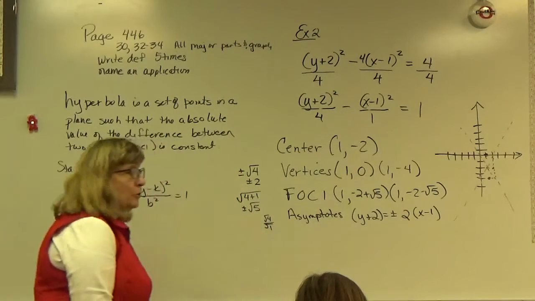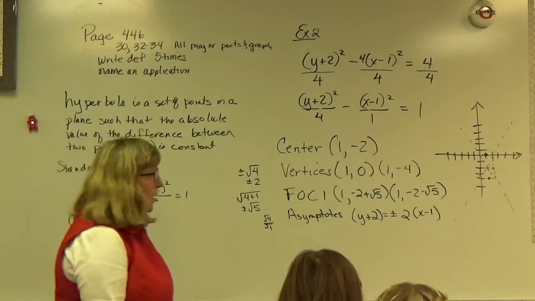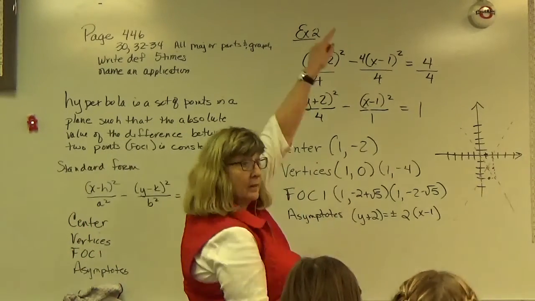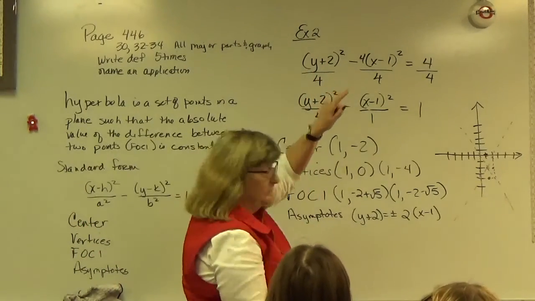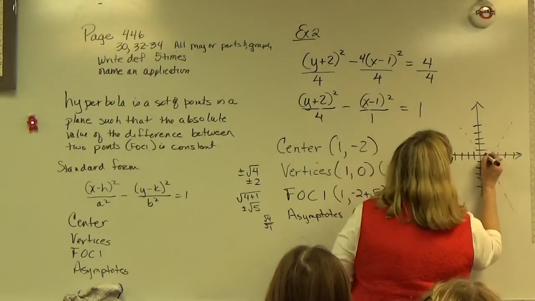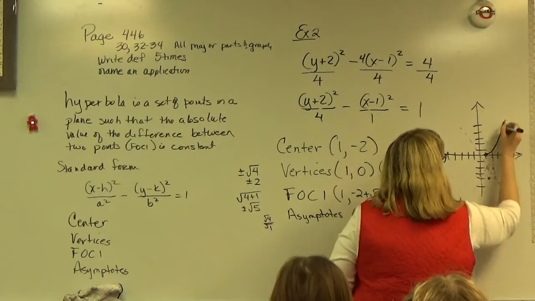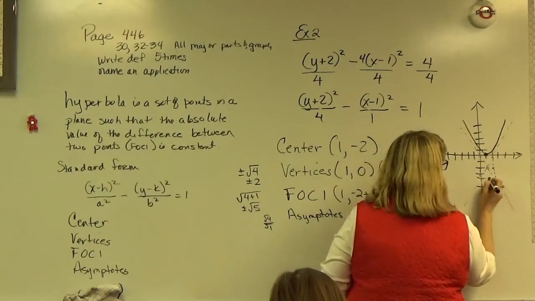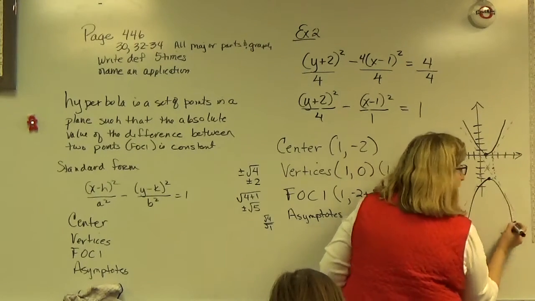Now, which variable came first? Y. So that means what? Y's changed, so it's vertical. It's going to be up and down, right? Okay, so there's the first hyperbola. There's the next one.